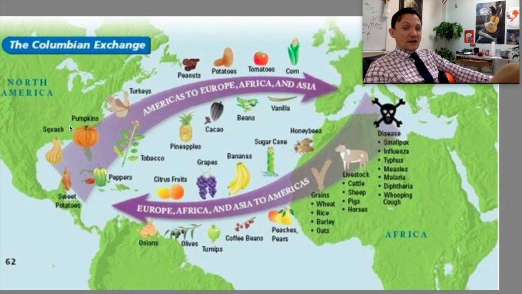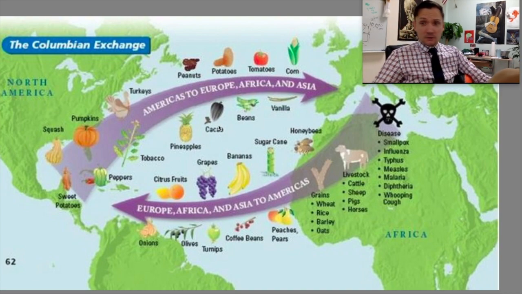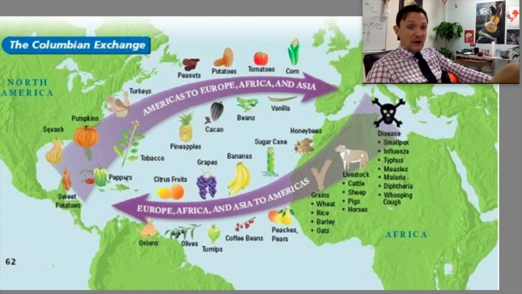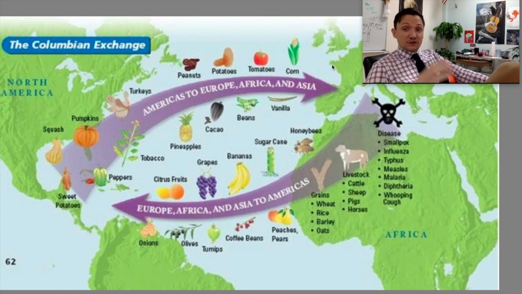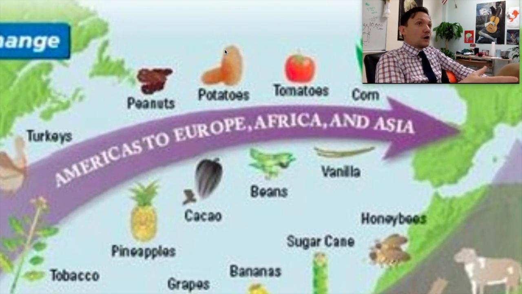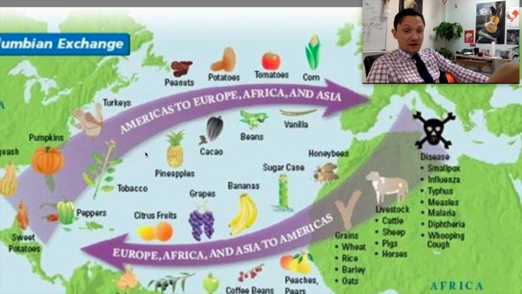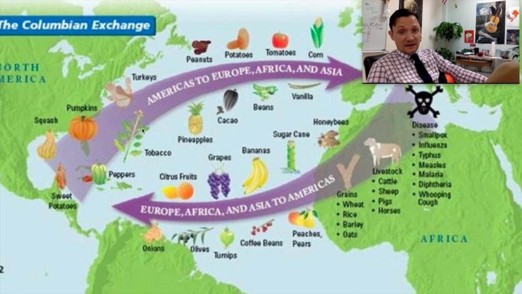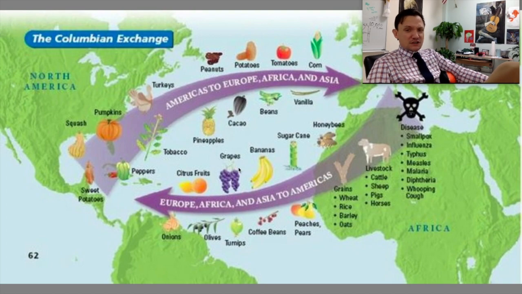So squash, pumpkins, turkeys, peanuts, potatoes, corn, tomatoes, vanilla, beans, cacao, which is like chocolate, right? Pineapples, tobacco, peppers, all this stuff ends up going over to Europe. So when we talk about the Irish potato famine, potatoes aren't from Ireland. The Irish were growing them after the Europeans had discovered that the Peruvians, the Incans, had them, right? And then there was citrus fruit and grapes and bananas and sugarcane and honeybees and disease and livestock.